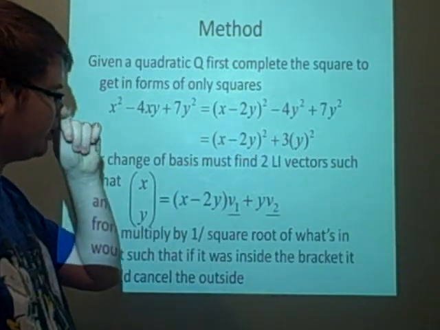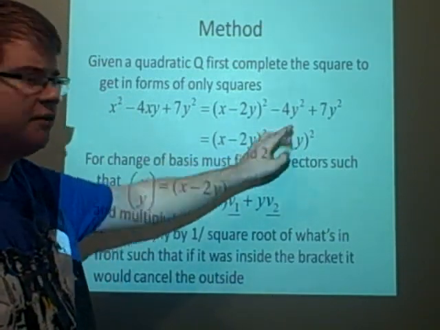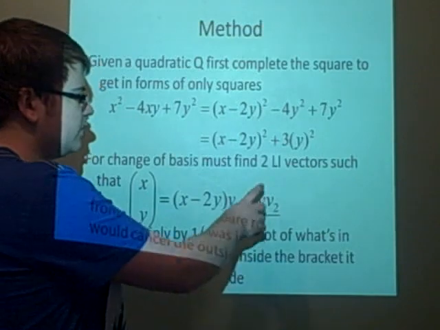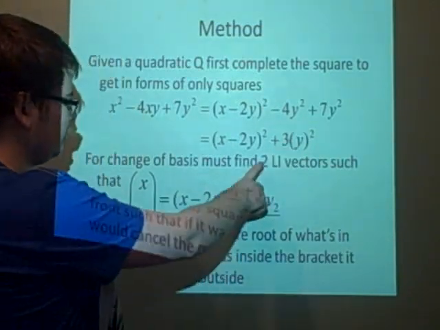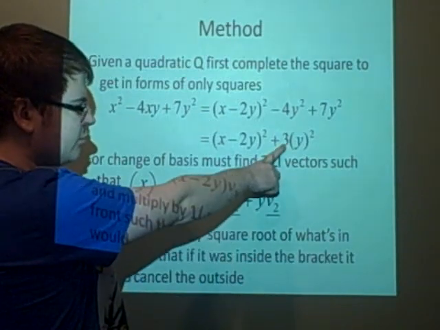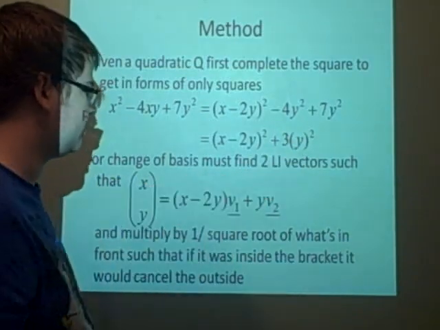Now what we've done here, after we completed the square, we put everything in brackets that is a square. So we could have left it as 3y squared, but that wouldn't really be right for what we're going to do. So we have 3 times the y squared.